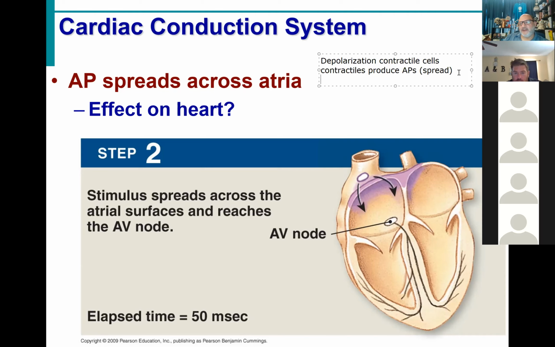I know it's late. I know it's a lot of information, but these are the easy questions. What do contractile cells do when stimulated? Contract.